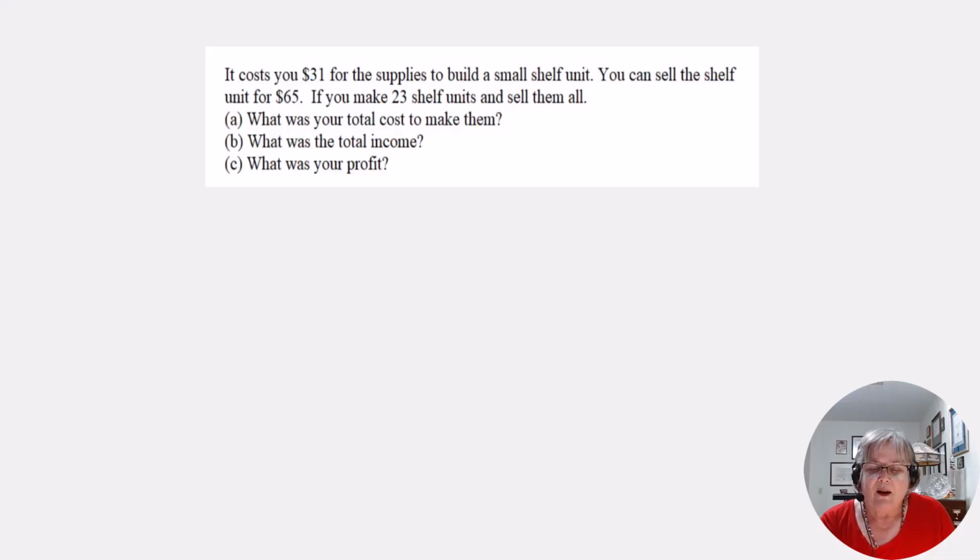Now, the cost to make them is $31 for each shelf, and I built 23. So for each shelf, I spent $31. I'm going to multiply. So 3 times 1 is 3. 3 times 3 is 9. Skip a spot. 2 times 1 is 2. 2 times 3 is 6. So we have 3. 9 plus 2 is 11. Carry the 1. 6 plus 1 is 7.